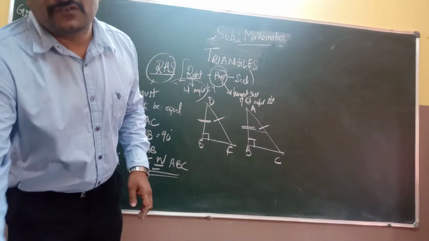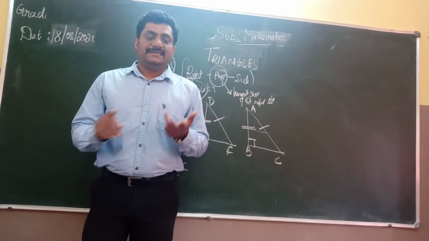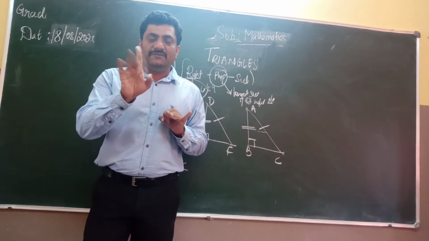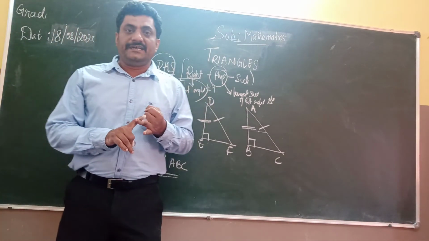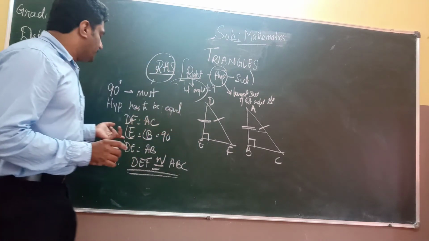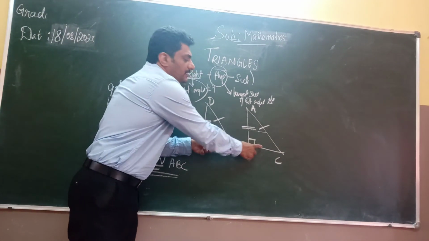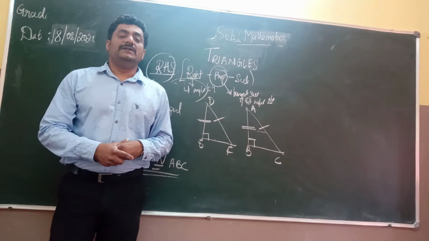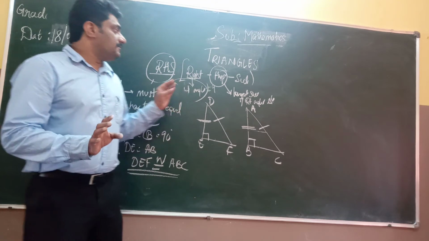So what are the things we have to observe in RHS? First thing, it has to be a right angle triangle. Second, hypotenuse has to be equal. In these two things, if any one condition is not there, then we cannot go for RHS. Remember that. Right angle triangle and hypotenuse is mandatory. Once you have these two, you can go for any one side. Either you can check these two sides are equal or these two sides are equal. Once it is confirmed any one of the sides is equal to the other one, then both the triangles are said to be congruent. Understand? This is about the RHS.